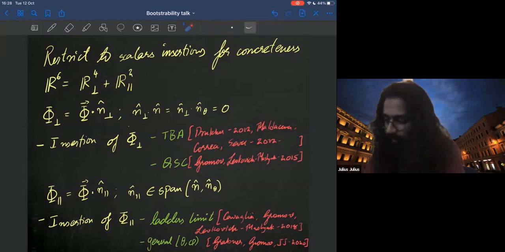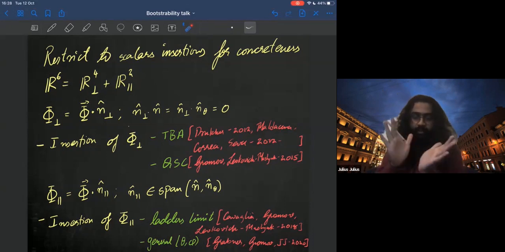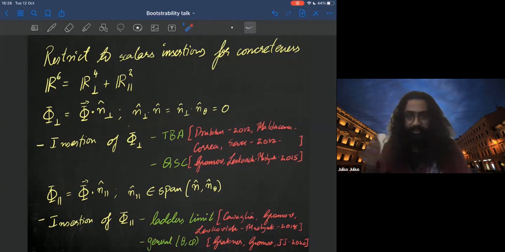And also after that, there was a QSC description for the same setup developed by Kolya and Fyodor. So this is for orthogonal insertions. Also, another type of insertion you can have are called parallel insertions. These are insertions which are in the span of the scalars that couple to the Wilson line. Okay, so there's an R2 size space there.